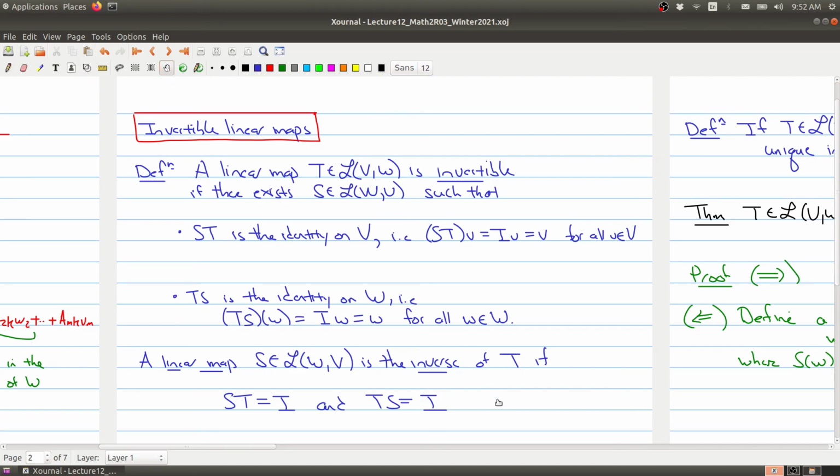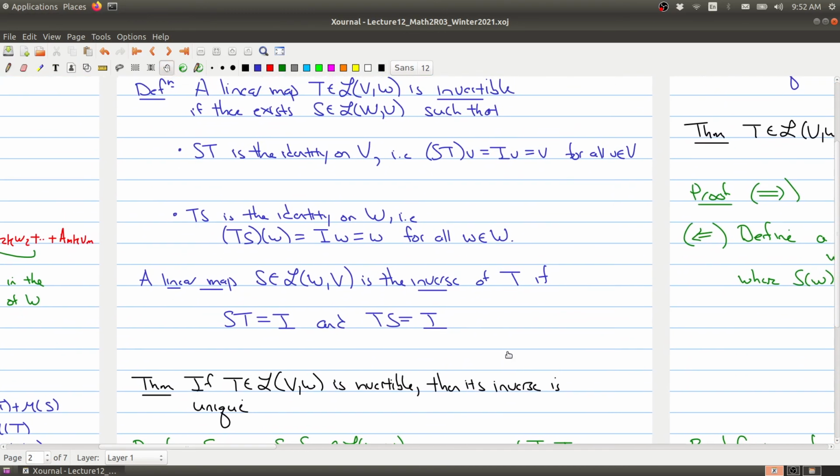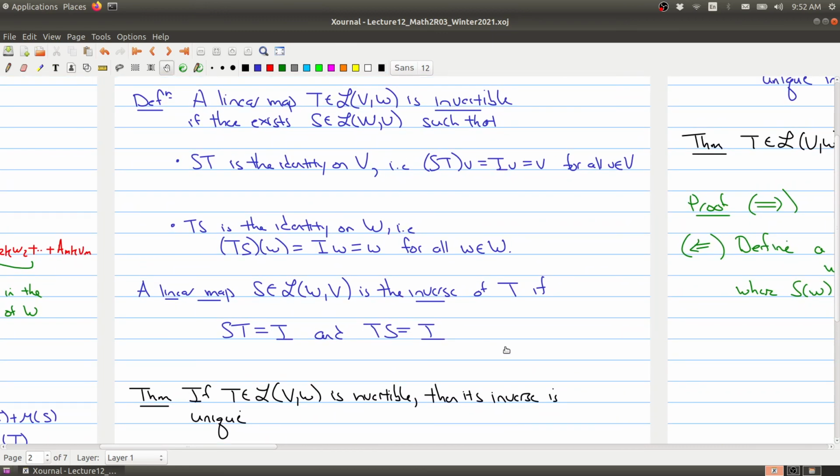We'll pause here in a second, but when we come back, what I want to show is that if a linear map is invertible, because not every linear map is invertible, then it has a unique inverse. We'll take that up and then talk some more about other properties of when a map is invertible.